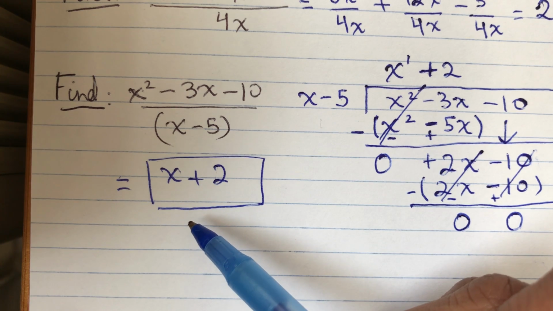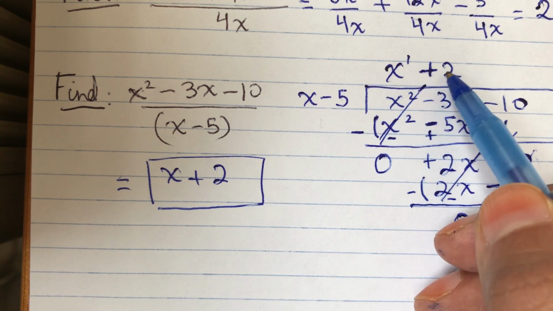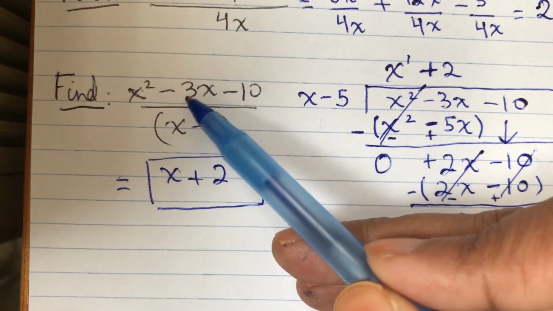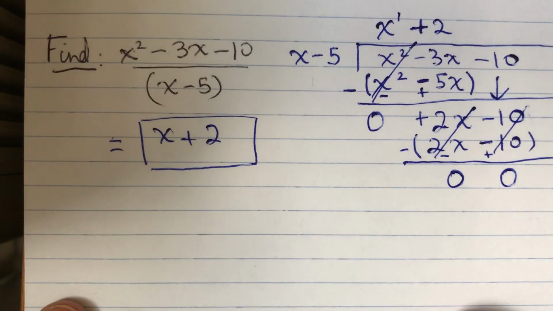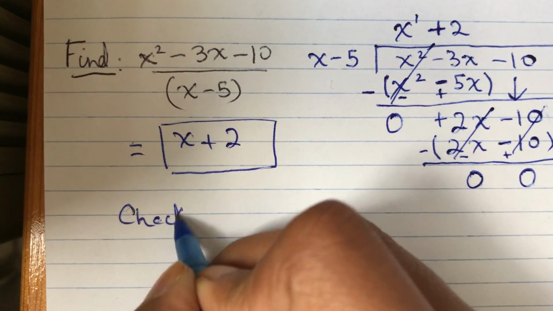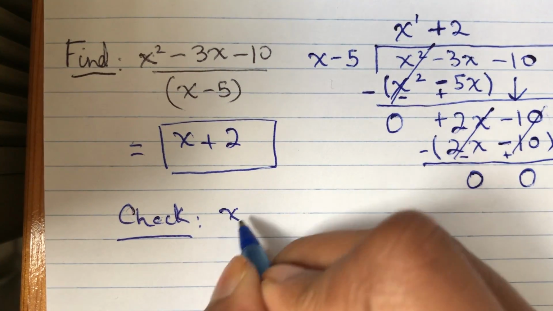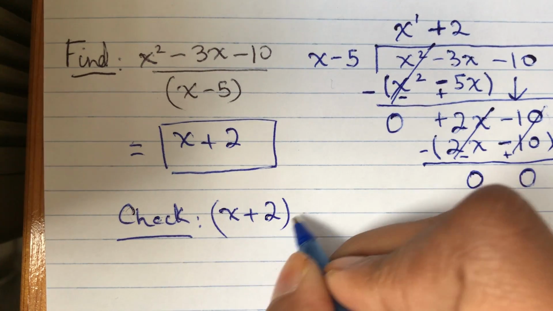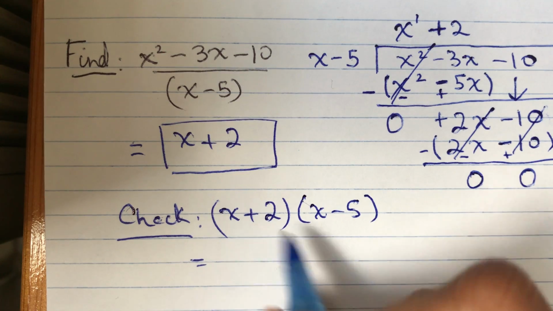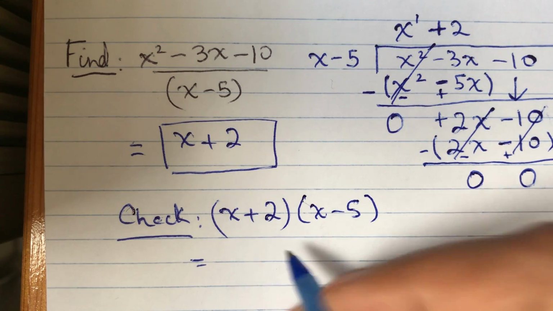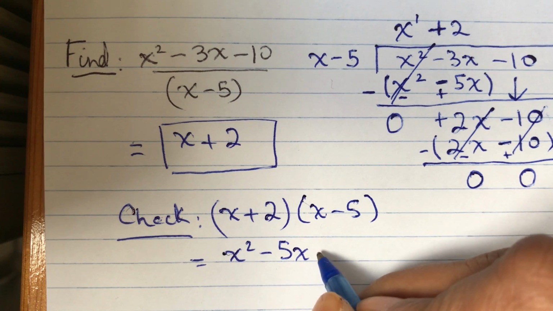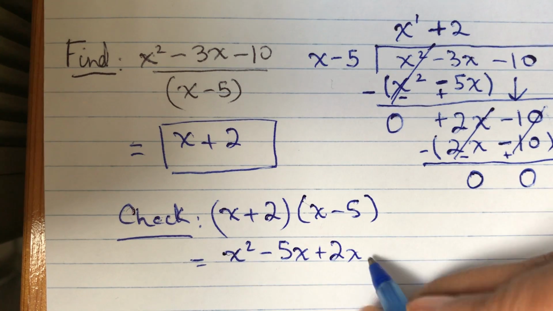So pretty much what's happening is really if you multiply the x plus 2 times the x minus 5, you should end up with your dividend. And we can check that in as well. So let's check our answer here. x plus 2 times x minus 5 should definitely give me an x squared minus 3x minus 10. So x times x is x squared. x times negative 5 is negative 5x. 2 times x is 2x. 2 times negative 5 is negative 10.